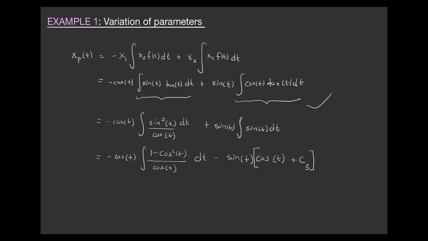If you had instead maybe e to the t, just to make it not too crazy, cosine of 2t dt. Something like this is an integral we could do.